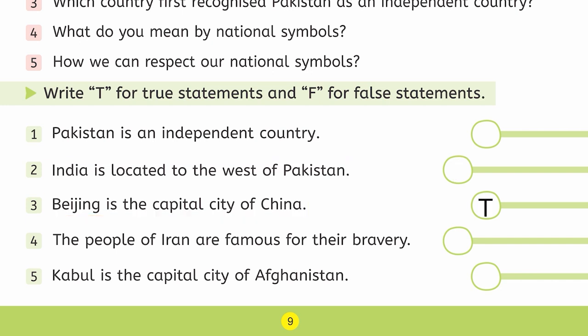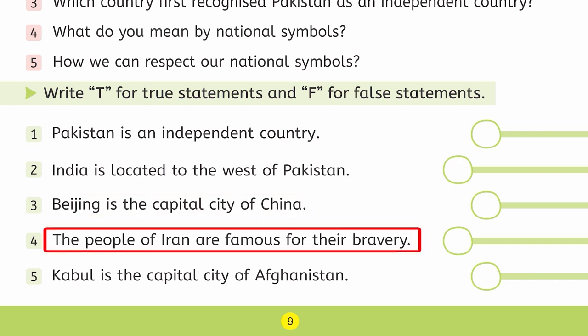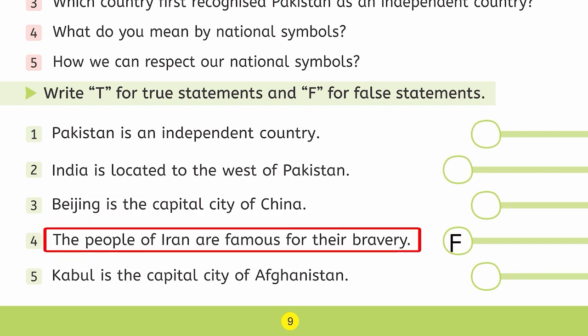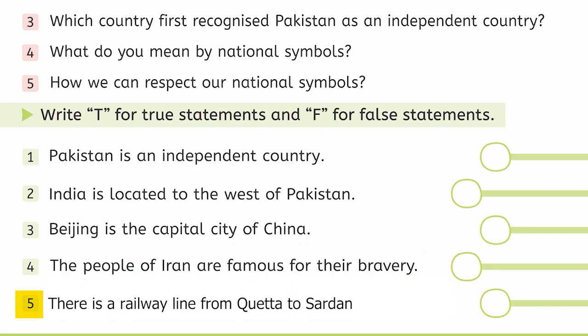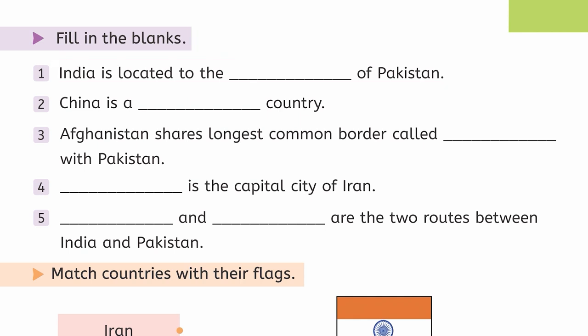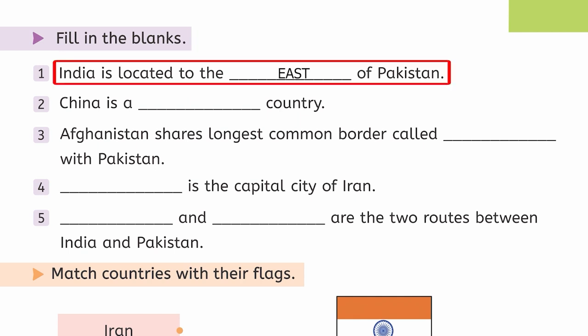Beijing is the capital city of China. Yes, Beijing is the capital city of China. So it's true. The people of Iran are famous for their bravery. No. People of Afghanistan are famous for their bravery, so it's false. Number 5, there is a railway line from Quetta to Zahedan. This statement is true. India is located to the dash of Pakistan. India is located to the east of Pakistan.